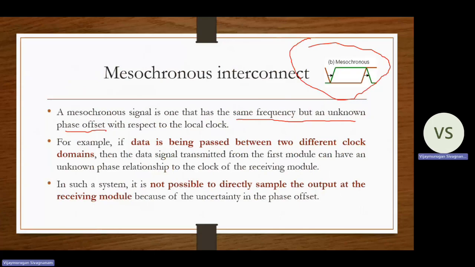For example, I'm taking two different clock pulses. The data is being passed between two different clock domains. The transmitter block has a different clock, and the receiver module has a different clock pulse. The data travels from the transmitter side to the different module, the receiver module side. In such a system, it is not possible to directly sample the output at the receiving module, because the transmitter side and the receiver side have different clock pulses.